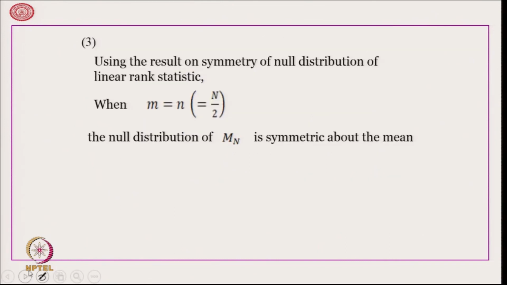The third one was that if m is equal to n, then the null distribution of M_N is symmetric about the mean. This we have already proved: for equality of m and n, all the linear statistics are going to be symmetric, therefore it comes naturally.